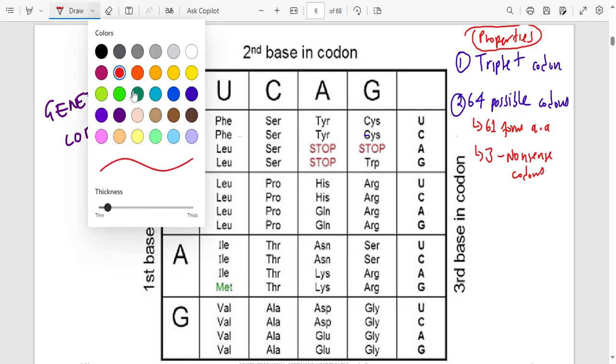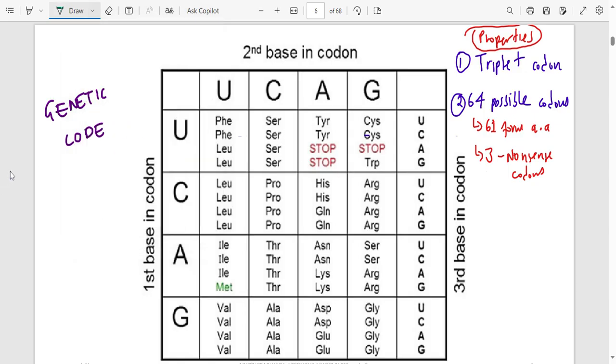Let me see those who've been following. Which ones are these three which are nonsense? UAG, very good. Another one, anyone?